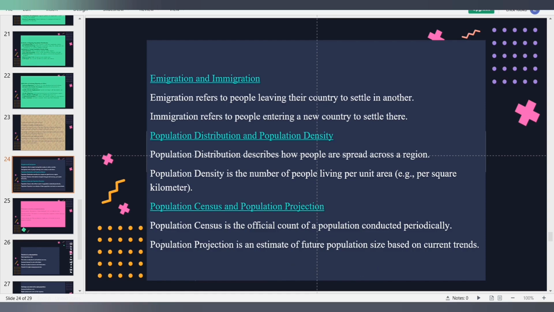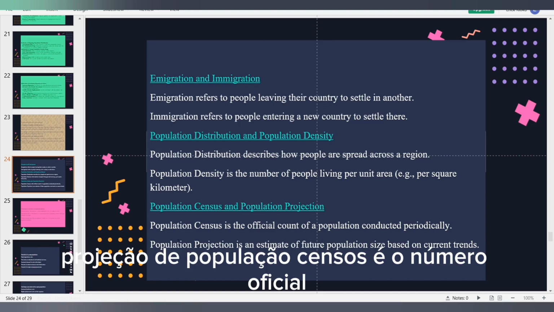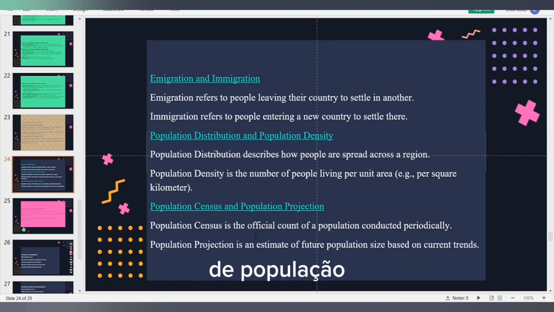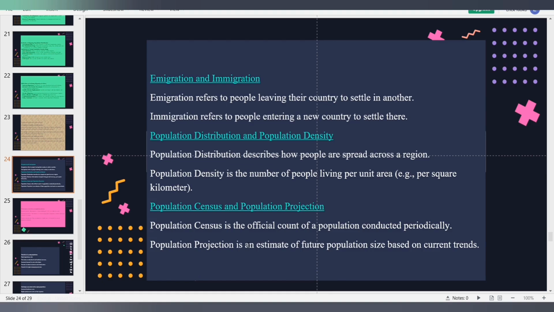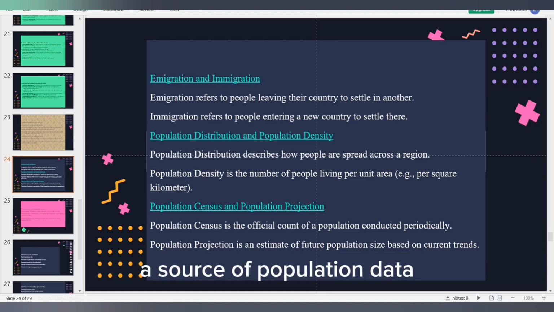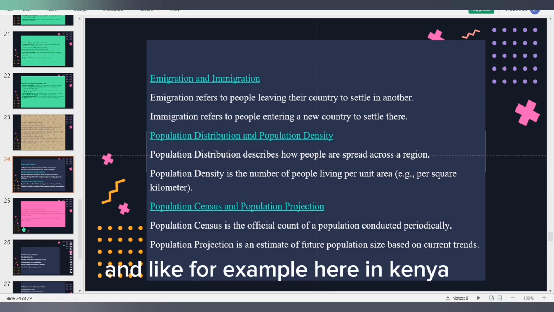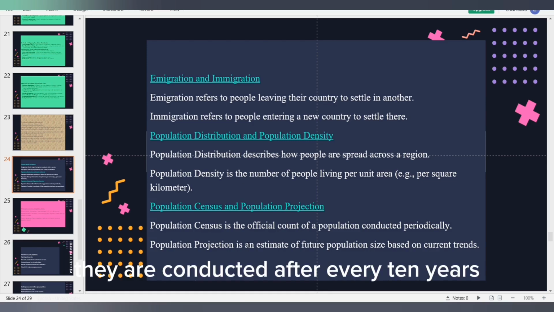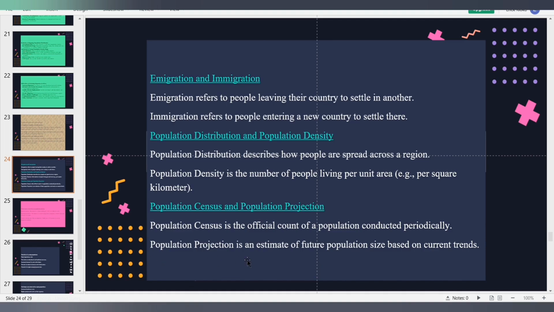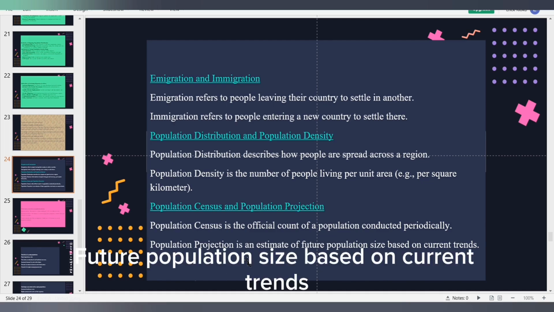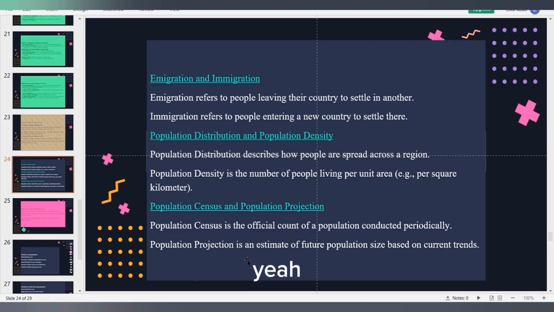Population census and population projection. Population census is the official count of population conducted periodically. We said that censuses are sources of population data, and for example here in Kenya they are conducted every 10 years. So we come to population projection. To project is to estimate future population size based on current trends.